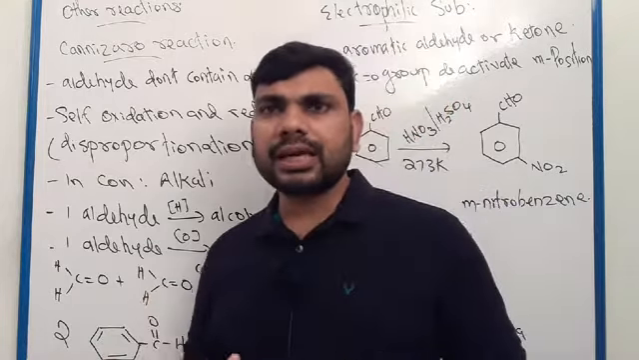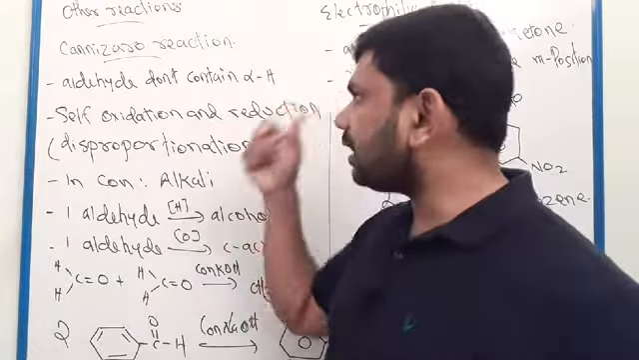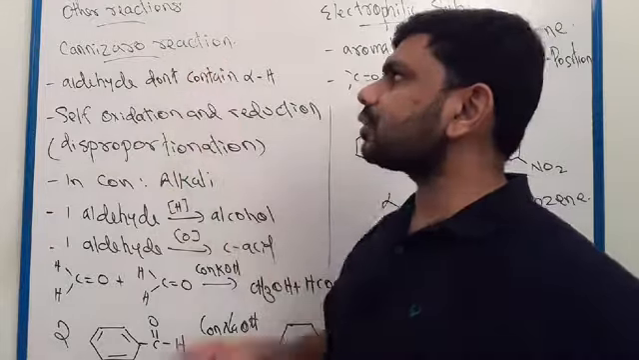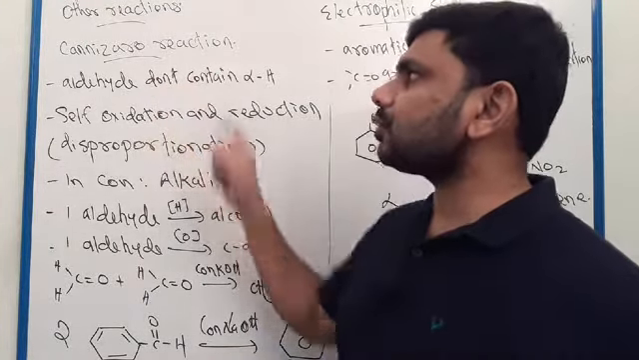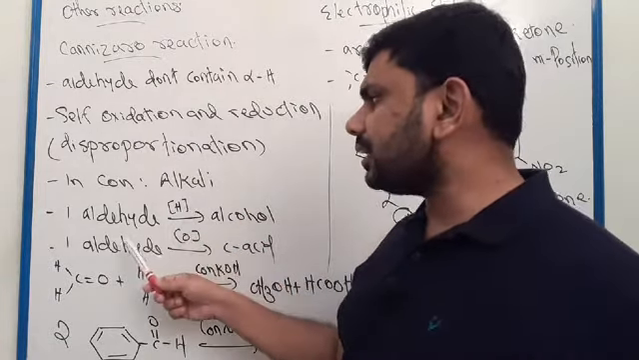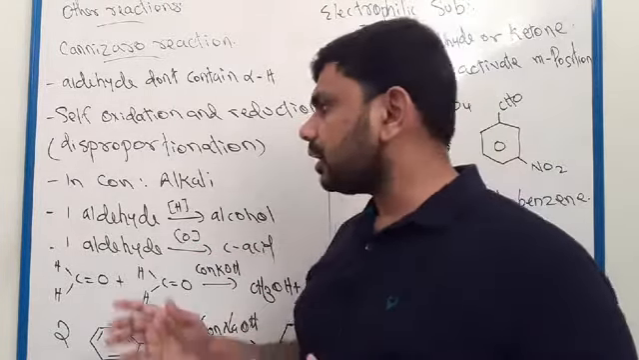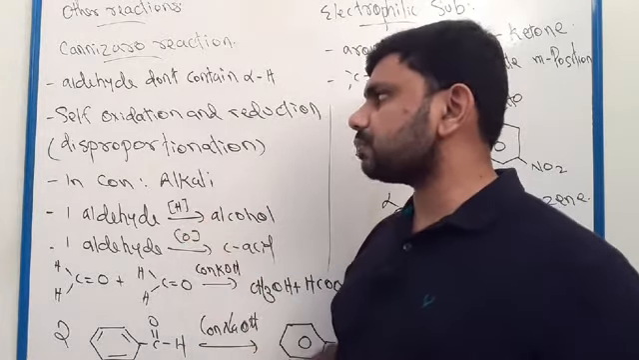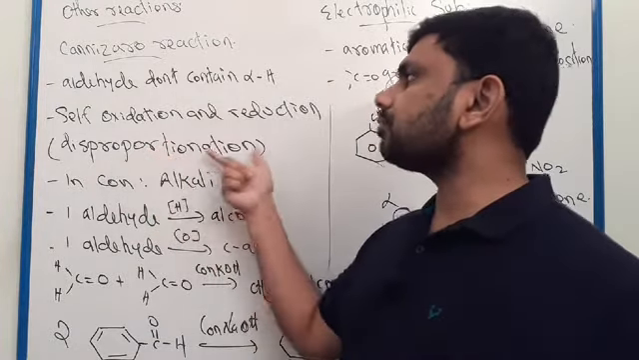Cannizzaro reaction means aldehydes that do not contain alpha hydrogen. Such an aldehyde undergoes the Cannizzaro reaction. Two molecules of aldehyde are involved. One aldehyde is reduced and another aldehyde is oxidized. So in the same chemical reaction both reduction and oxidation take place. Such types of chemical reactions are called disproportionation reactions.